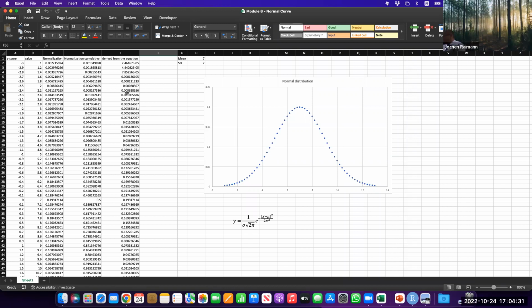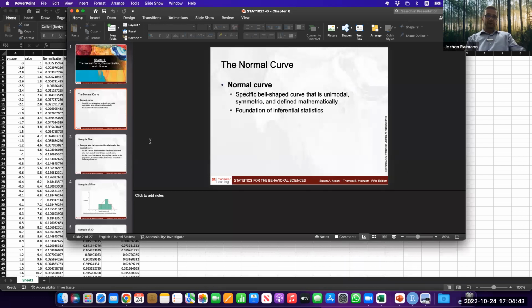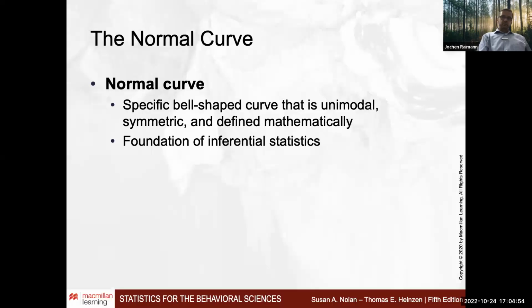So this is basically a simulation of this mathematical function that defines the normal distribution curve. You don't need to know the equation. I just wanted to show that everything is basically quantified arithmetically and mathematically, and all of it is subject to functions. All these calculations are defined as mathematical functions and can as such be used as a function. The most important thing is that the normal curve is the foundation of inferential statistics.